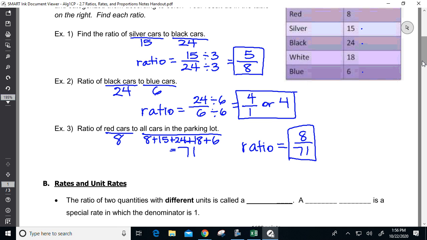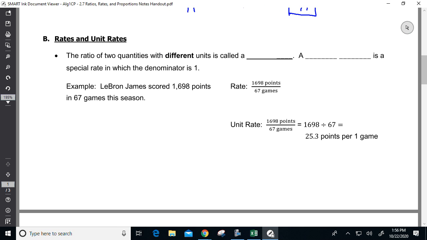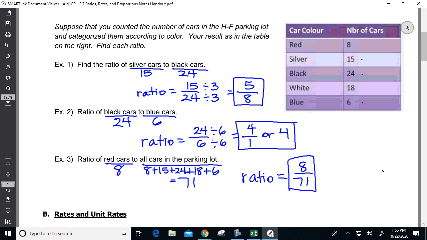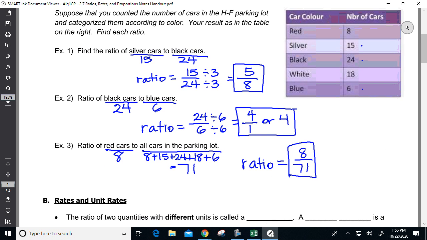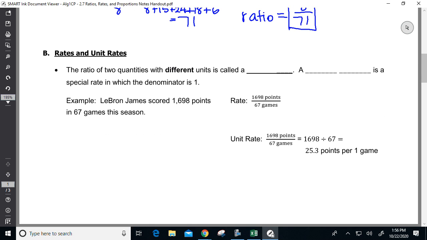Heartbeat, now we're going to look at a rate. A rate. So notice with the first 3 examples, we were comparing cars with cars. A ratio, you're comparing 2 things that have the same unit. When you compare 2 things with different units, a ratio with different units is called a rate.